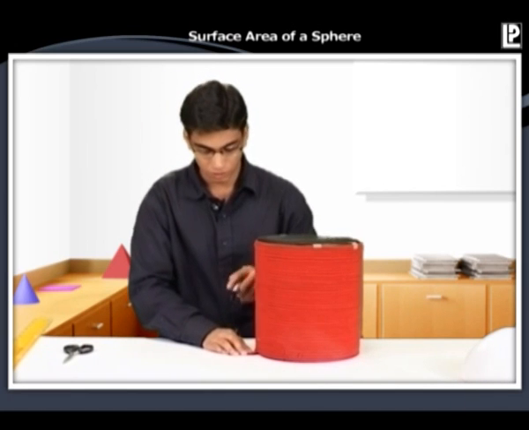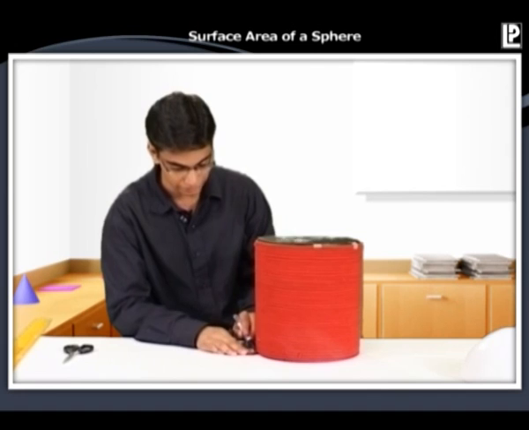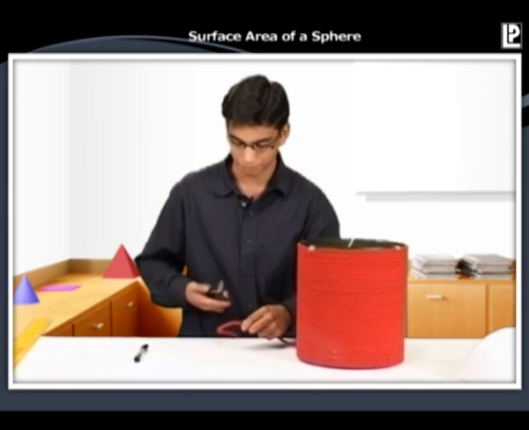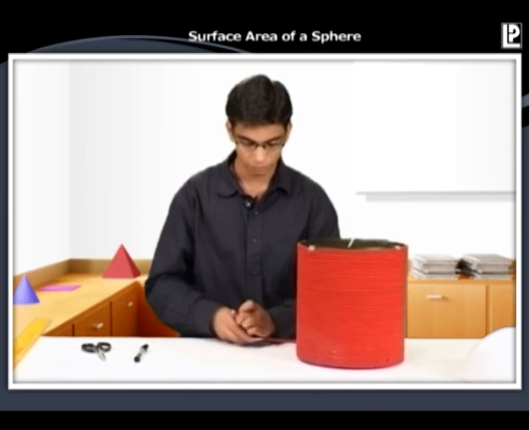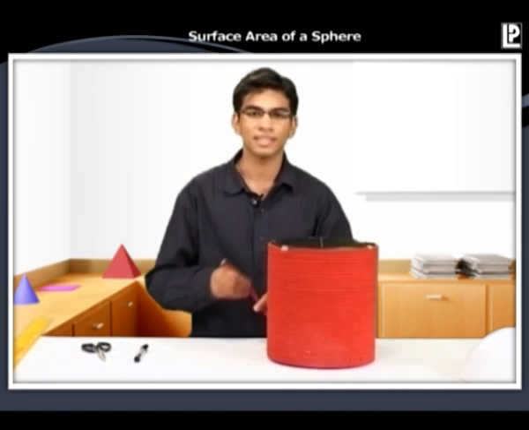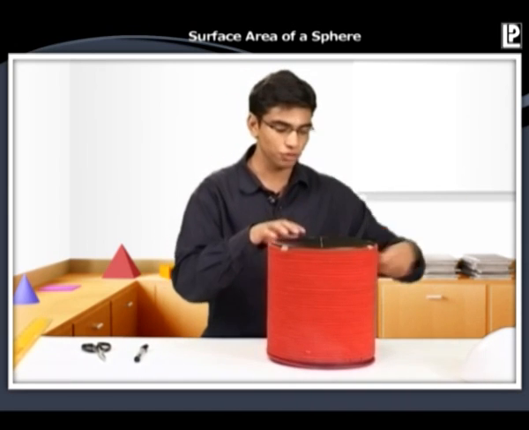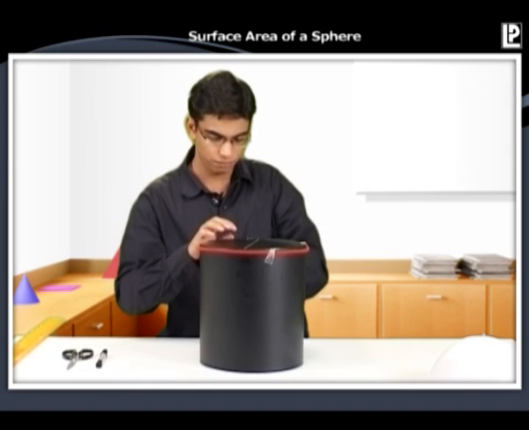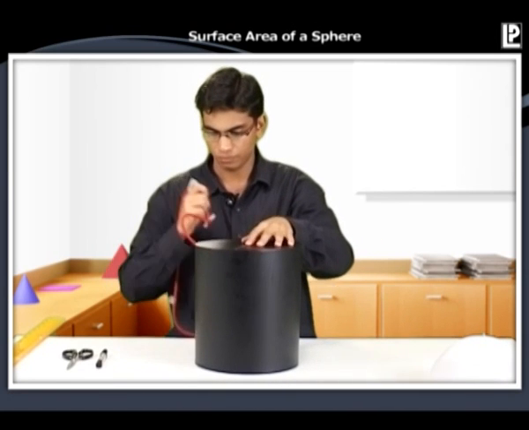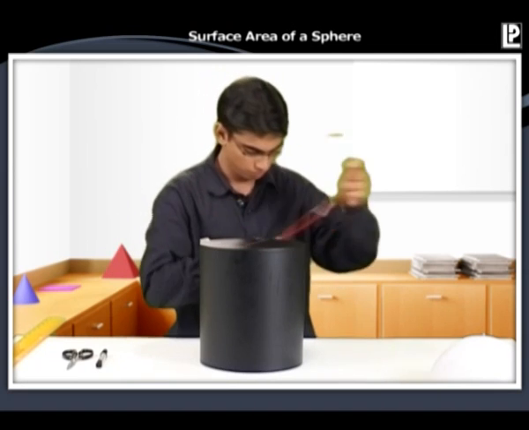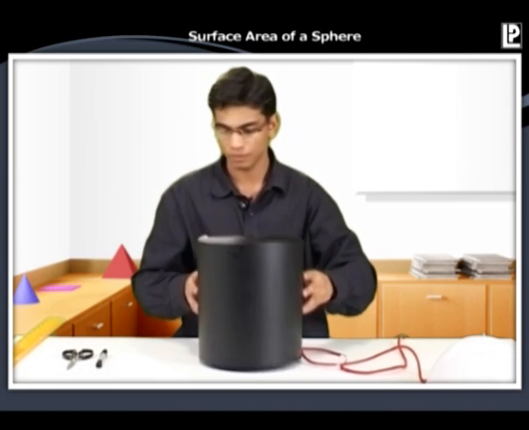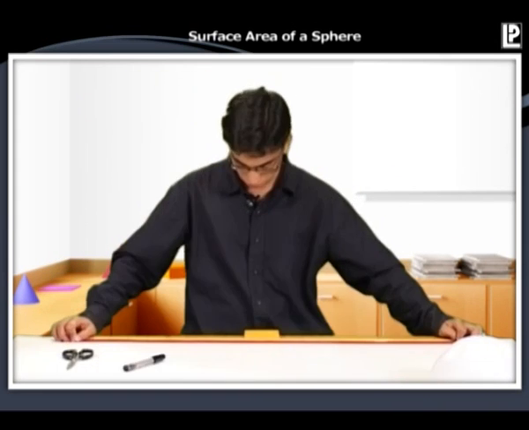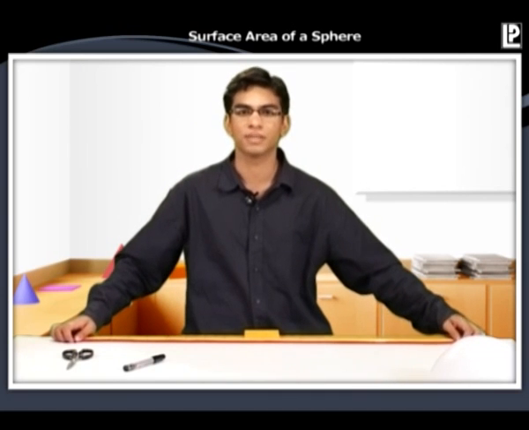Mark the rope at the point where it covers the cylinder completely. Now, I shall cut the rope at this point. Now, let's unwind it and measure the length of the rope as we did earlier. Now that we've unwound the rope, let's keep the cylinder aside and measure the length of the rope. It measures 36 meters.